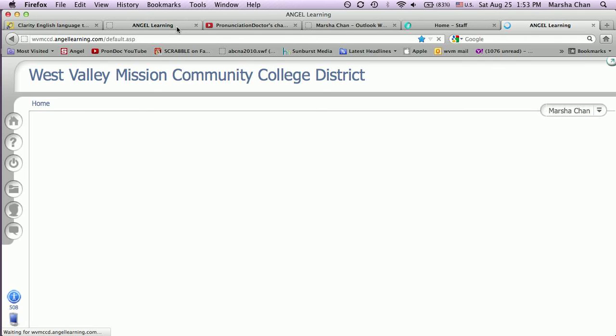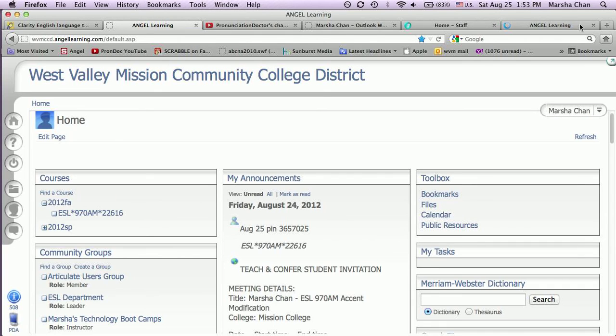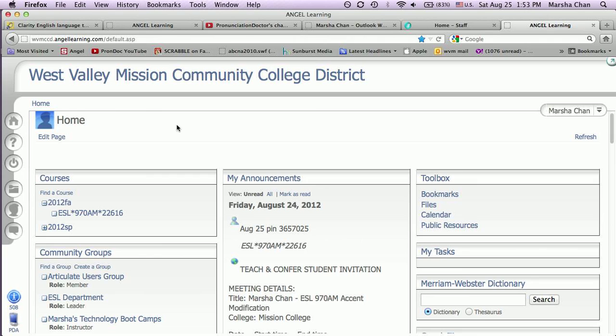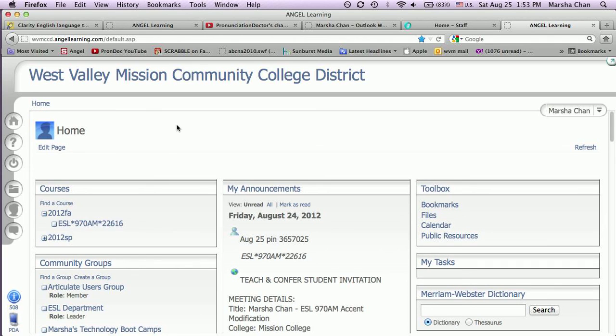It'll take you to the opening homepage for the college. We share this with West Valley, so that's why it says West Valley Mission Community College District. Both of our colleges use the same Angel Learning, and we call it Angel for short. When you look at this, you will see your name on the top right. Do you see your name on the top right?